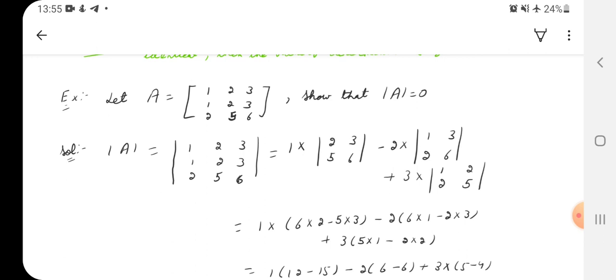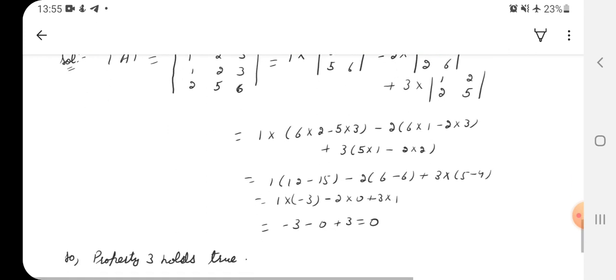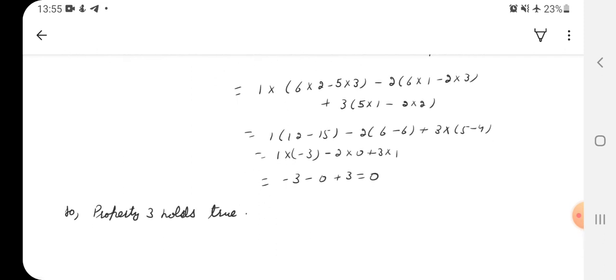Now expand the determinant, right? So we will get 1 into determinant of [2 3; 5 6], obtained by eliminating first row and first column, minus 2 times determinant of [1 3; 2 6], obtained by deleting first row and second column, plus 3 times determinant of [1 2; 2 5], obtained by deleting third column and first row, right? So simplifying this, we will get at last the determinant equal to 0. So this says property 3 holds true.